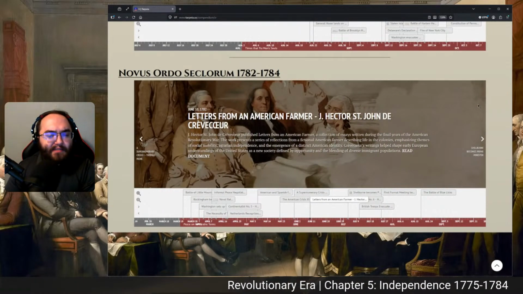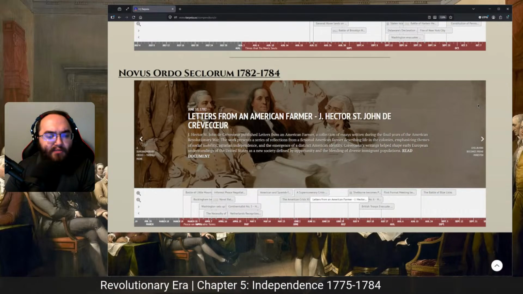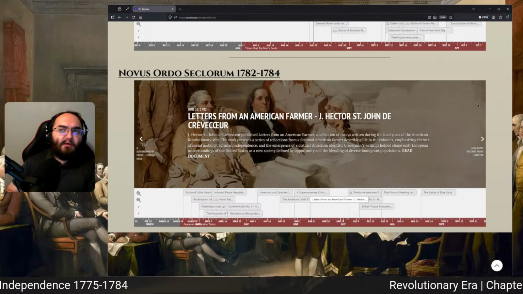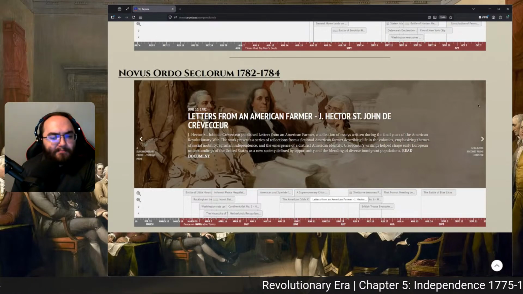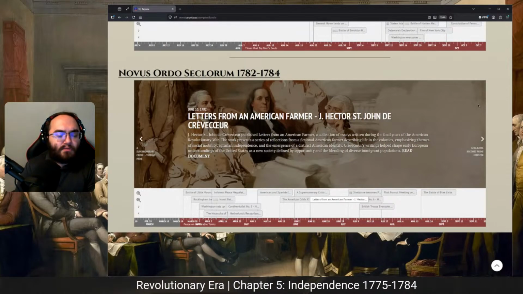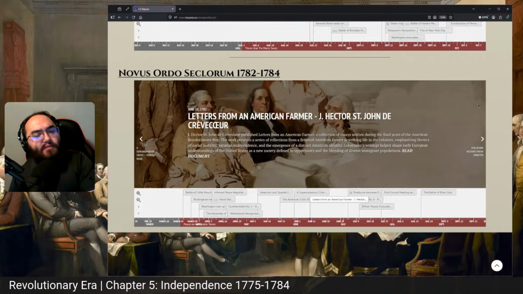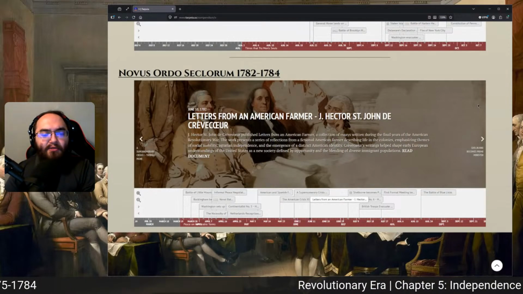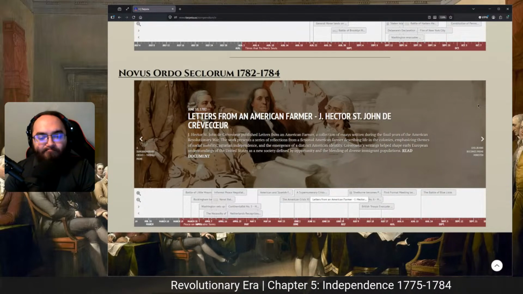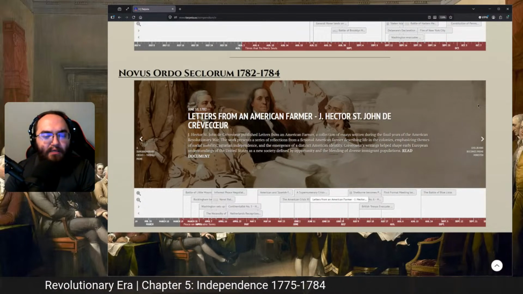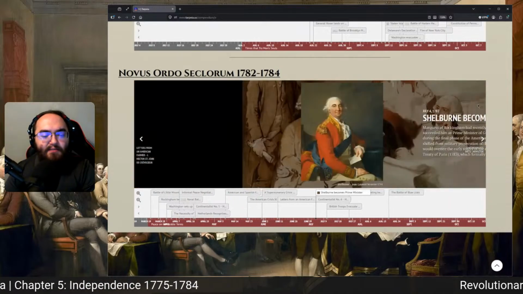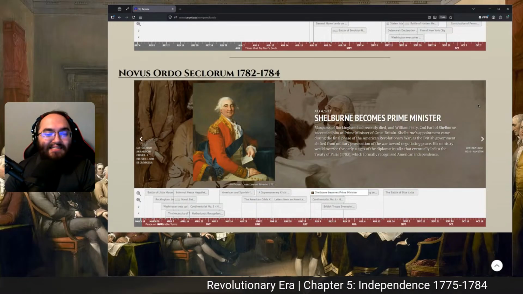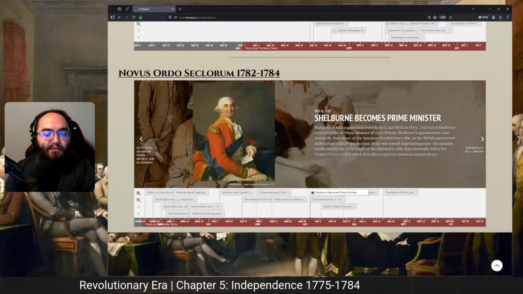And here's an interesting European document written and published in Europe about the American War for Independence. It's a fictional letter, and it's reflections on the perspective of an American farmer, but in a way that Europeans can understand. So it helps shape early European perspective of the United States. Shelburne will become prime minister following the death of Rockingham, and he will continue the peace negotiations.